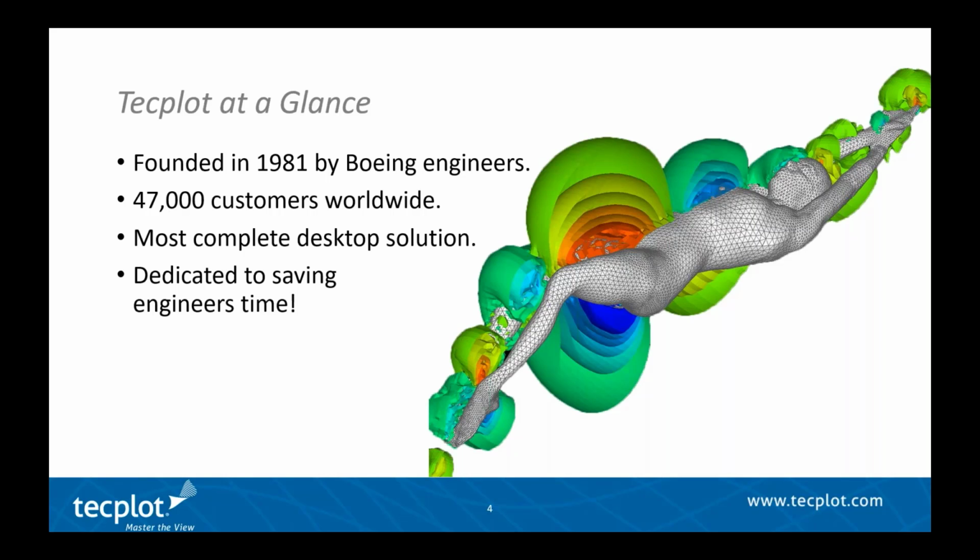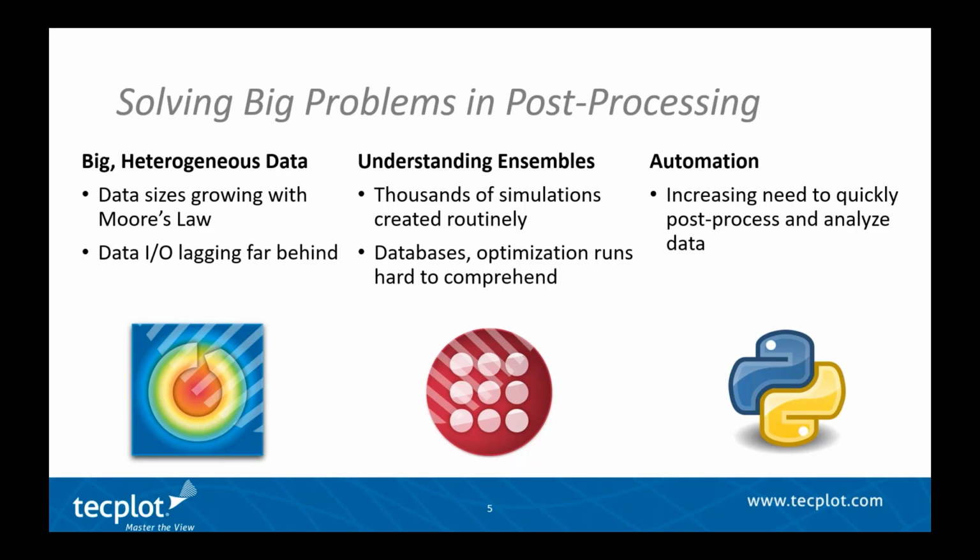We've amassed about 47,000 customers worldwide, known as the most complete desktop solution. All post-processors can do great 3D plots like you see here, but what really sets Tecplot 360 apart is the ability to do very nice 2D and line rendered plots as well. And then we're dedicated to saving you time. And so how do we do that? Well, data is getting bigger. The data sizes have been growing with Moore's law. The data I/O is lagging far behind, and we'll see some of that actually in today's presentation about how the disk is actually holding you back and holding back performance.